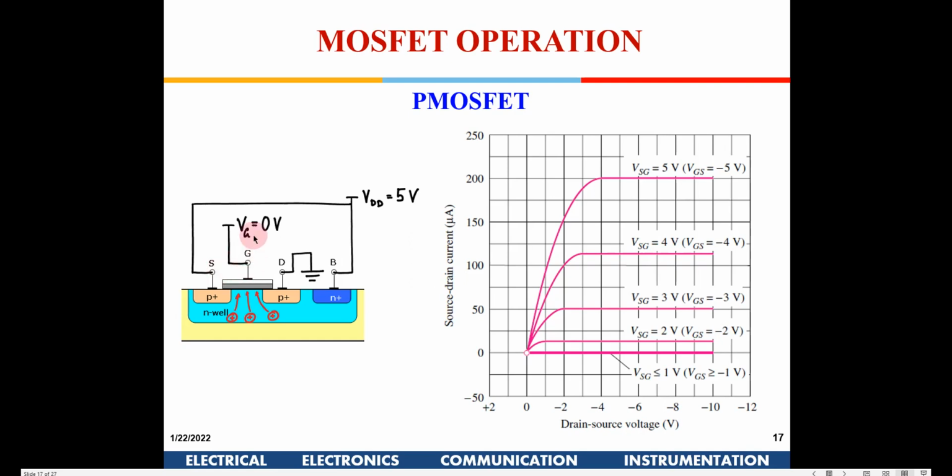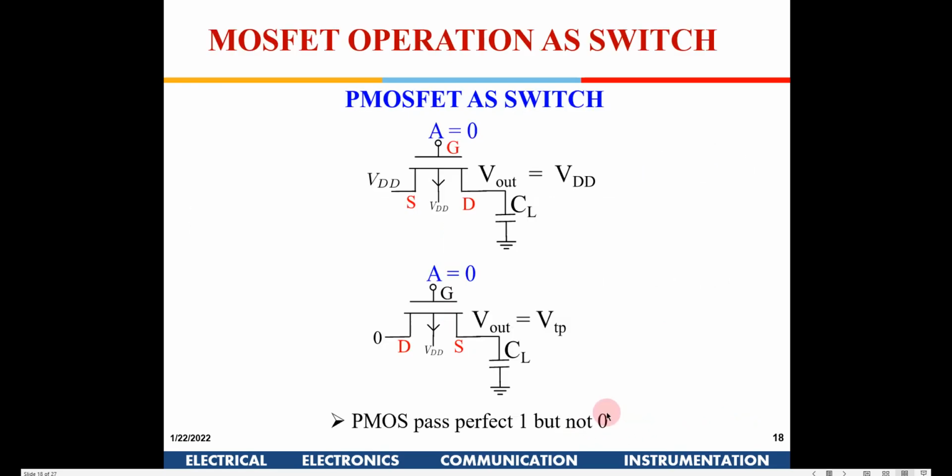When I give VG equal to 0, then VSG will be 5. So that is VSG equal to 5, the top graph. Similarly, when I give VG equal to 5, then VSG will be 0. So that is the bottommost line. It is only the way we interpret and write these things. I can write all these things as positive if I change the nomenclature to source drain instead of drain source. So that is the PMOS.